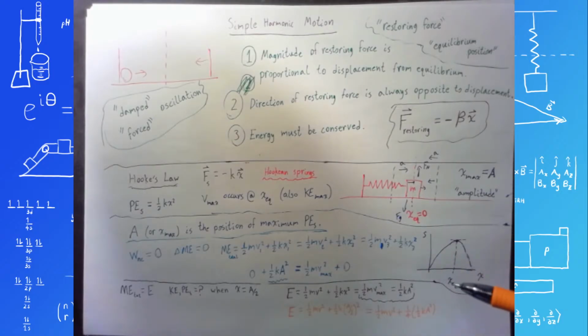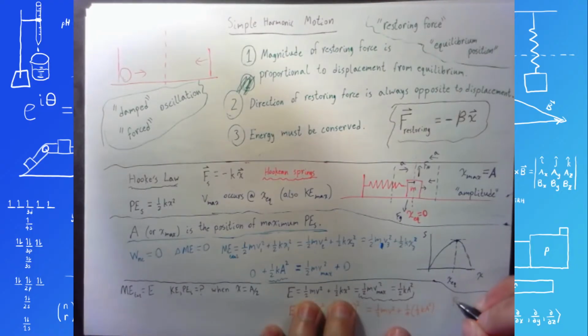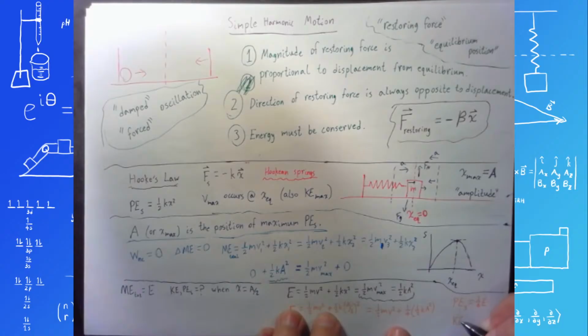The potential energy at half the amplitude is 1/4 of that total, which then must mean that the kinetic energy is 3/4 of that total. So potential energy is equal to 1/4 of E. And since the total is E, that must mean that the kinetic energy is 3/4 of E.